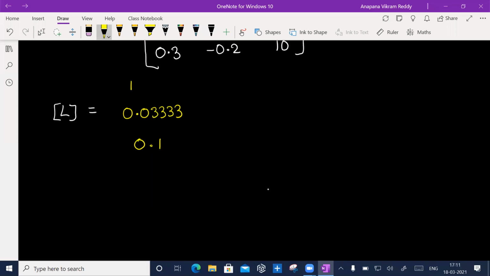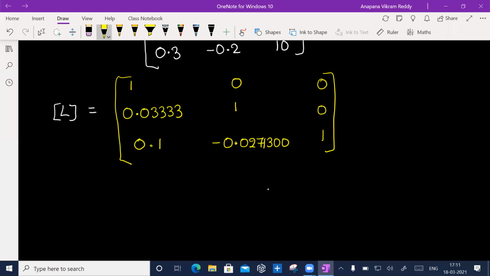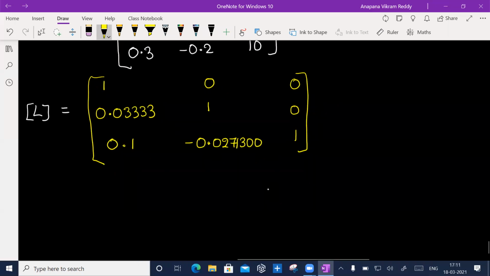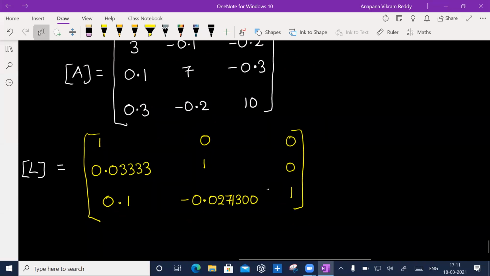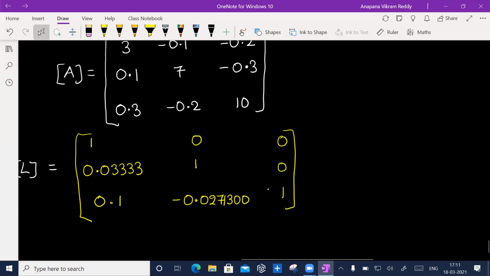Second column is 0, 1, minus 0.027 (roughly), and the last column is 0, 0, 1. So I have this L matrix ready. I know this because we already found this. We need not take another example to decompose again into L and U form. Already we have this, we'll make use of that.